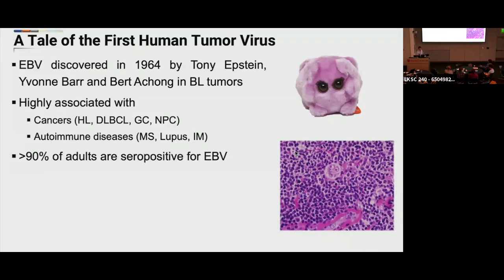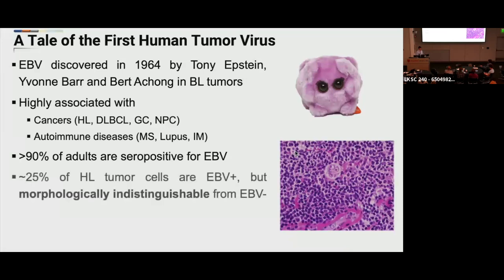What's interesting is 90% of adults are seropositive for EBV, but that doesn't necessarily mean that these cancers will be positive for EBV. So actually only a subset of tumors are positive for EBV. The question is, why are some positive for a tumor virus and some not? For example, in Hodgkin's, 25% or so of the actual cases are positive. When it's positive, it means the tumor cells are positive for the virus. But morphologically, they're indistinguishable, as you can see from this slide, right? These tumor cells are these Reed-Sternberg massive multinucleated cells.